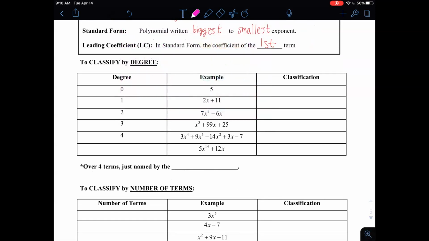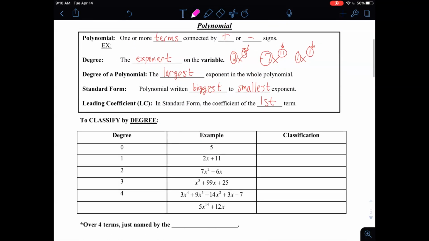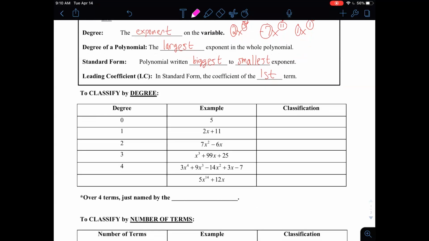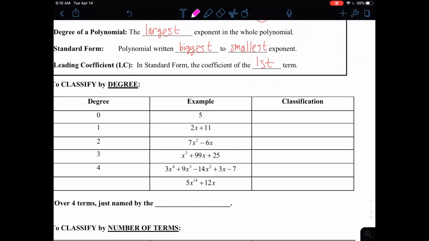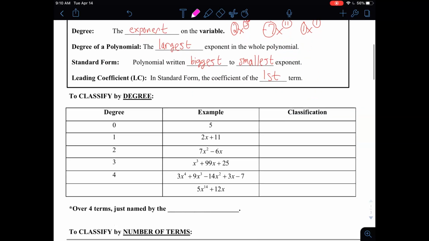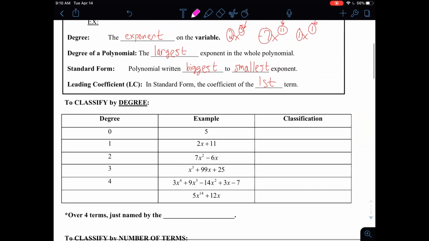Do your best to take notes, but also, for your homework and stuff, you'll have access to this video, which will be a good tool for you. Okay? So to classify by degree, we have different words associated with different degrees of polynomials. Okay? And you can see, yeah, yep.